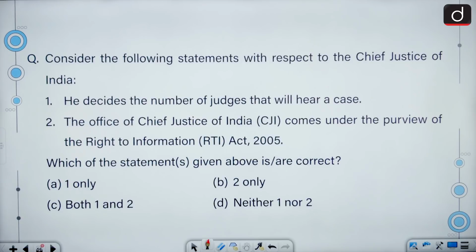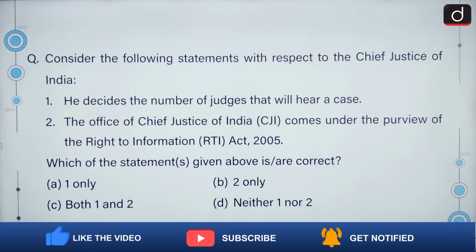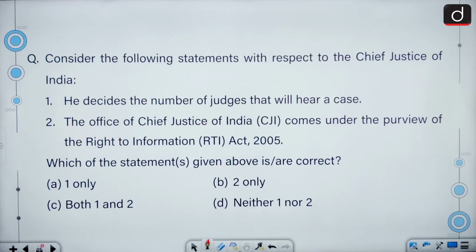He decides the number of judges that will hear a case. The office of CJI comes under the purview of the Right to Information Act 2005. We have to select the correct statement. Both are correct. C is the correct answer.